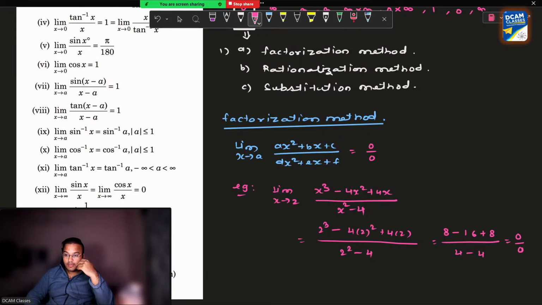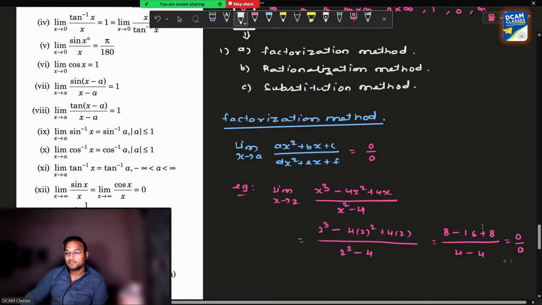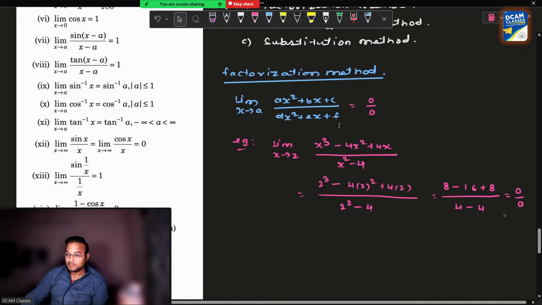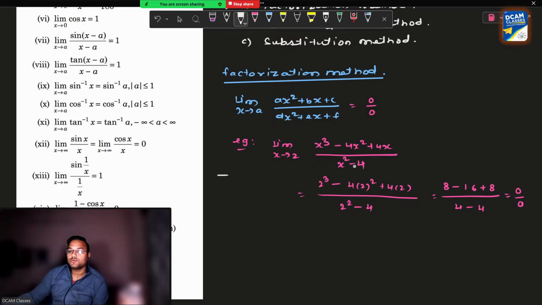Yes, sir. Now what to do in such situations? We try to factorize it. Either we could rationalize or we could factorize. In this case, we cannot rationalize because rationalization needs forms like root a plus root b; a root should be there. So we can factorize it. Now, can you tell me how you will create factors for this one?